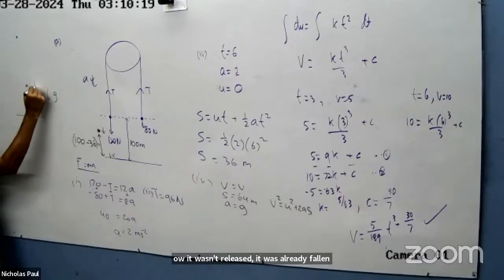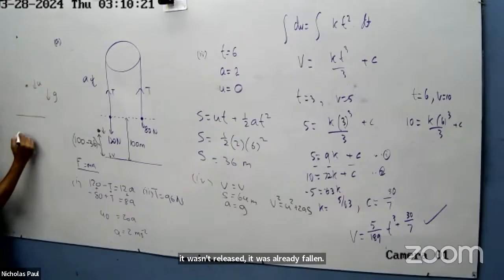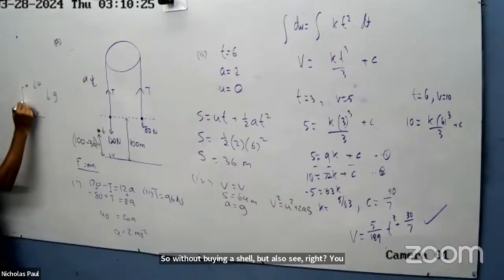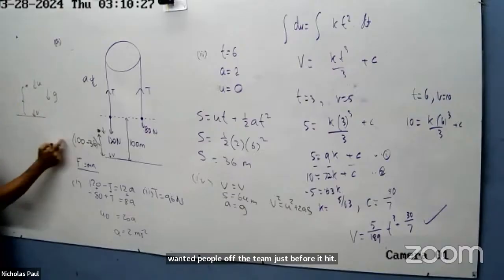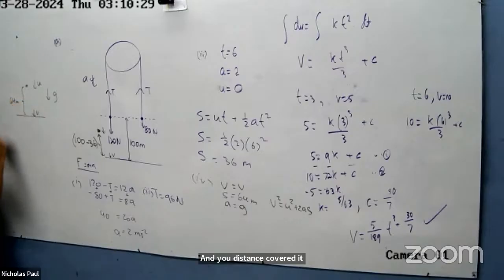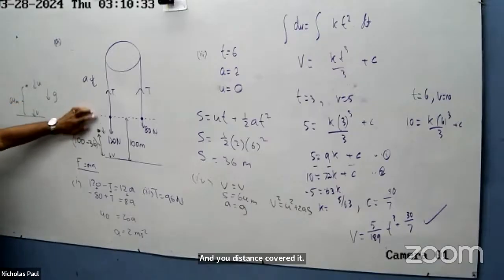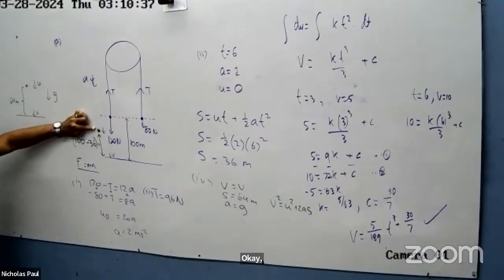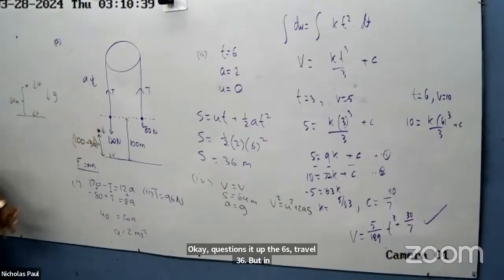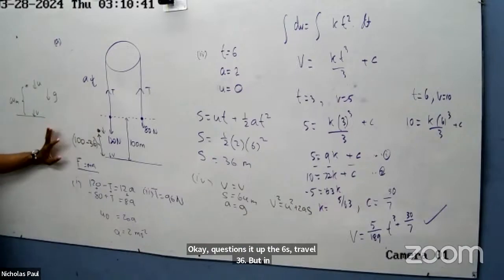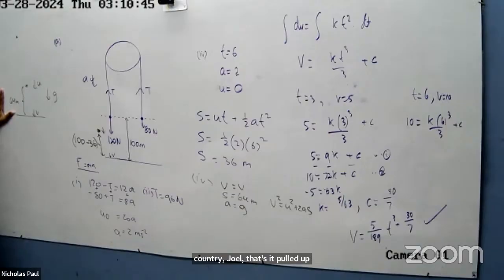So it will have an initial velocity, right? You want the velocity just before it hits, and the distance covered is 64. The question says after 6 seconds, it traveled 36 meters, so the distance remaining is 64, right? So the diagram is important. That's all the information given there.